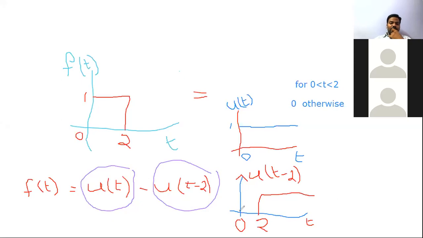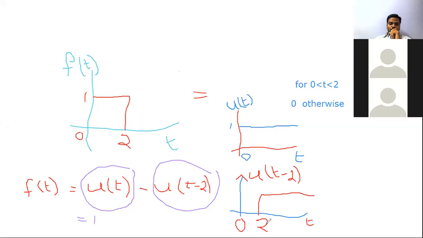So at time t is equal to 0, the amplitude of u of t is equal to 1, and the amplitude of u of t minus 2 is equal to 0. So 1 minus 0, what will you get? You will get 1. That means at t is equal to 0, the amplitude of f of t is equal to 1. Now consider another case.